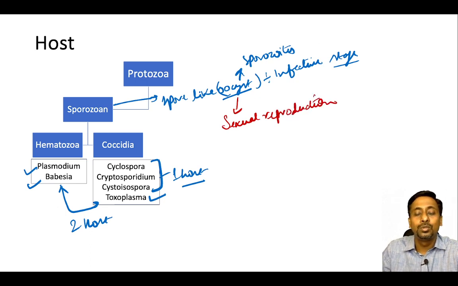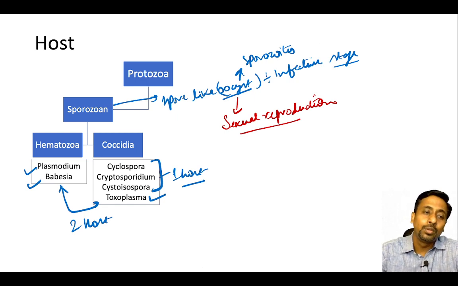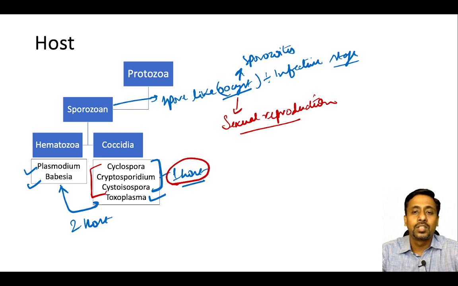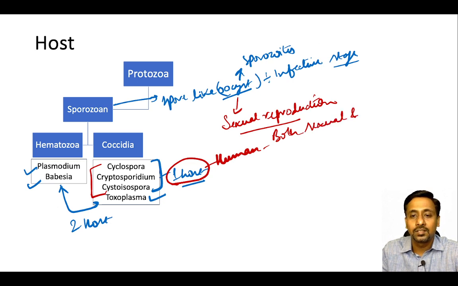But if you have gone through my videos on the morphological forms, you must know that both hematozoa and coccidia contain oocysts. Then why do these three, Cyclospora, Cryptosporidium, have only one host? Why not two hosts, one in which the parasite reproduces sexually and one asexually? No, in case of these three coccidian parasites, both sexual and asexual reproduction occur in a single host, that is human.